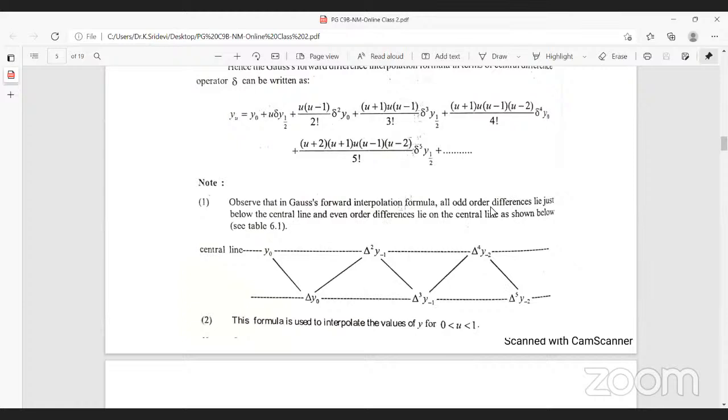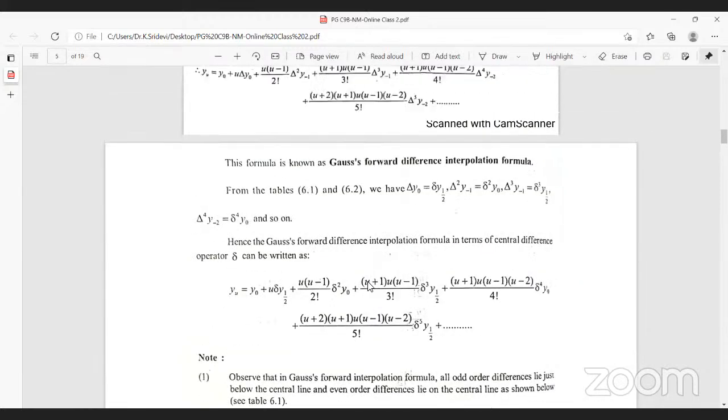So now, if you observe, all odd order differences lie just below the central line. From the table, as we have seen, this is the central line, and these entries in the table are below the central line. So in the formula, all odd order differences lie just below the central line, and even order differences lie on the central line.